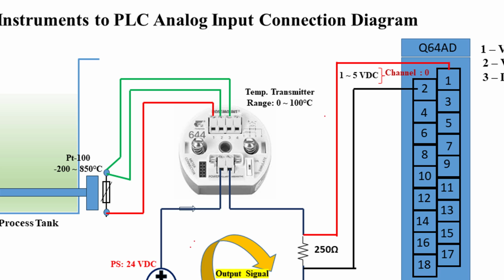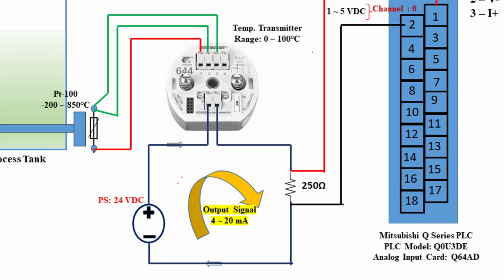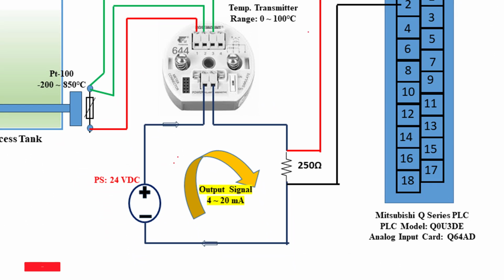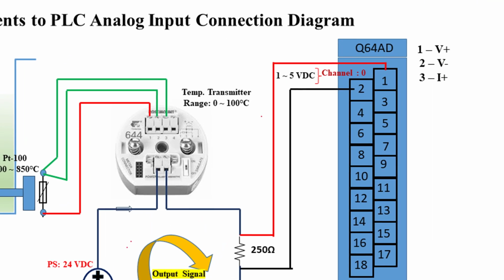So this transmitter makes a signal of 4 to 20 milliampere proportional to the liquid temperature range 0 to 100 degrees centigrade. In addition to this transmitter output, a 250 ohm resistor has been connected in series with the transmitter output circuit. So we will get a 1 to 5 volt DC signal across the 250 ohm resistor which can be taken as the analog input signal for the PLC.